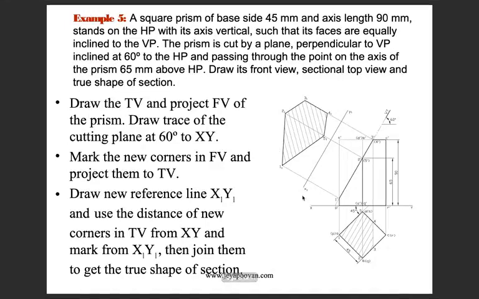We will draw the top view and then project the front view of the prism. Draw the trace of the cutting plane at 60 degrees to XY. Mark the new corners in the front view and project them to the top view. Draw a new reference line x1, y1 and use the distance of new corners in the top view from XY and mark from x1, y1, and then join them to get the true shape of the section.